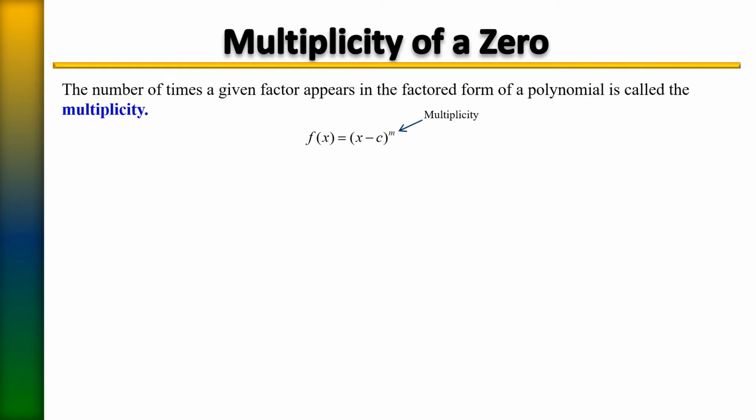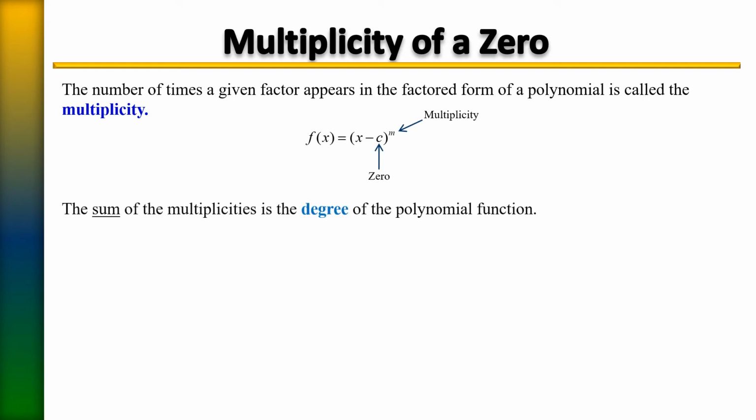Now, the number itself inside is the zero of the multiplicity, and to get that is just like solving for x, and whatever that equals, that is your zero. The sum of multiplicities is the degree of the polynomial function. So if you add up all your multiplicities within that polynomial function, it will give you the degree of the polynomial function.